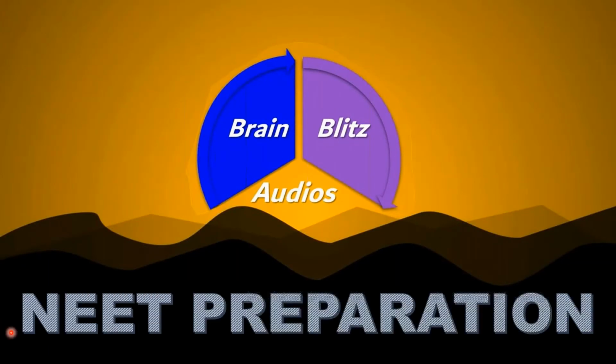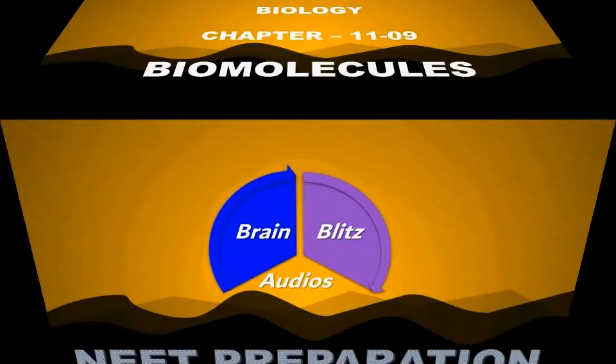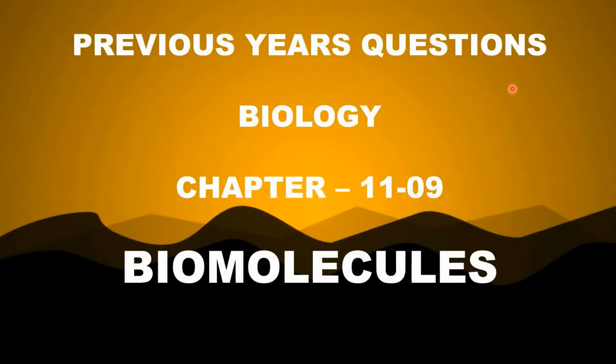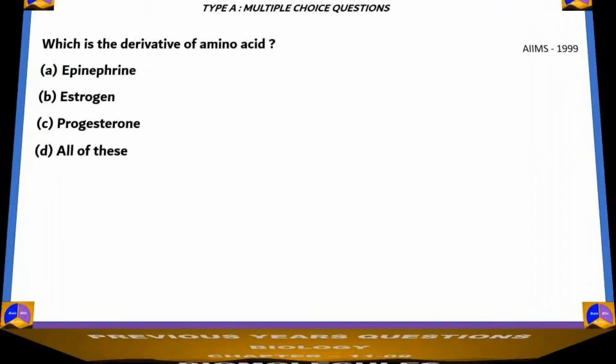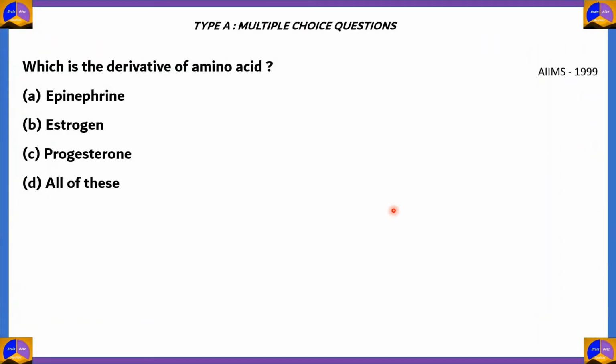In this episode of NEET preparation, we'll be dealing with previous year questions of biology in medical entrance examinations in India. The chapter that we're dealing with is biomolecules. This is the 9th chapter in the grade 11 syllabus for CBSE. Let's begin with our first question.